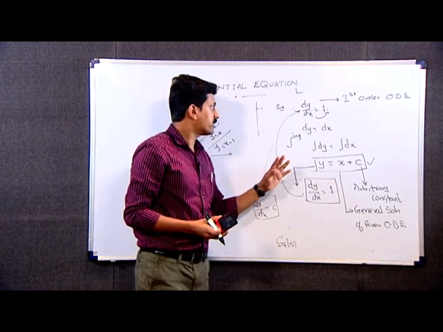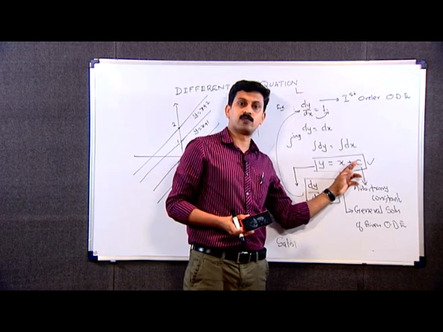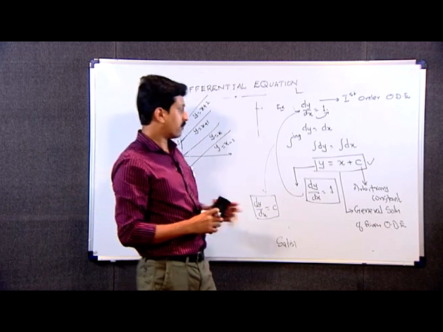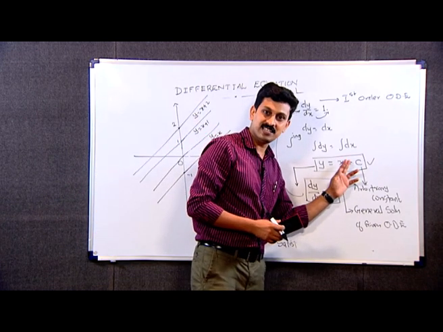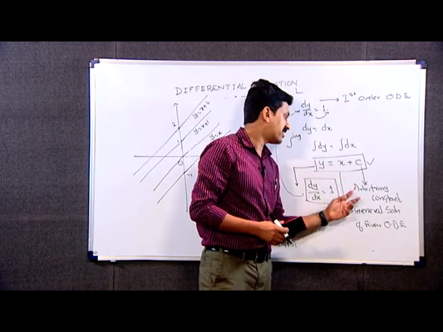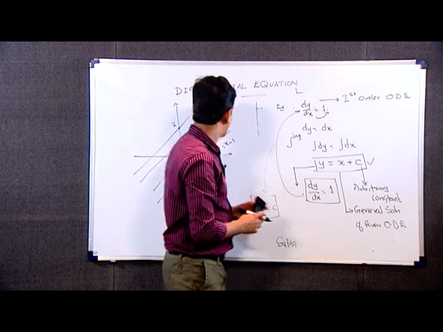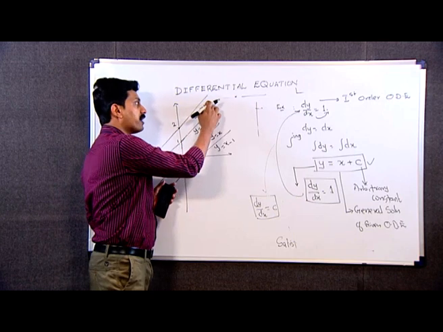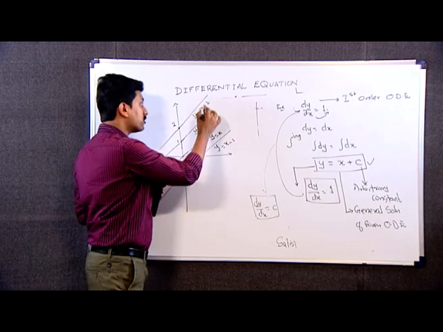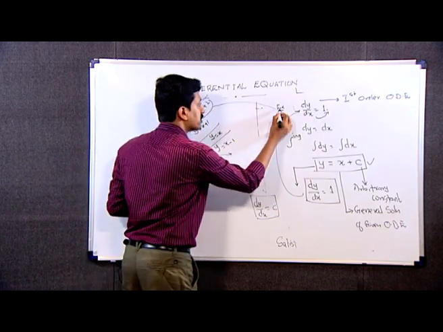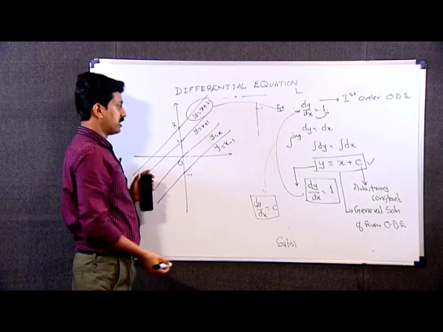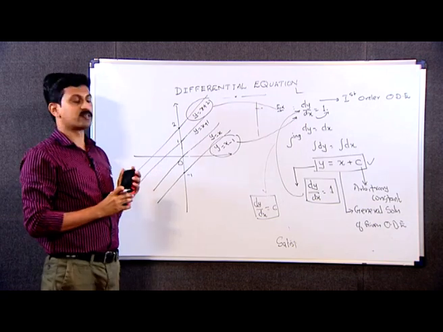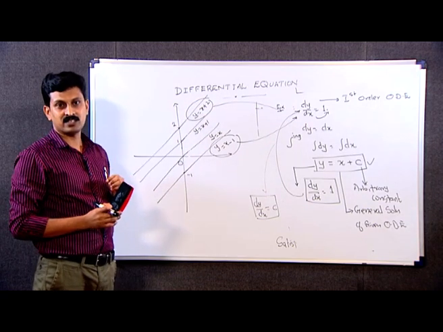By giving a particular value for C, we can say that it is a particular solution. That means here, y is equal to x plus 2: for C, we have given a particular value 2. Therefore, this is a particular solution of this differential equation. y is equal to x minus 1 is also a particular solution of this differential equation.